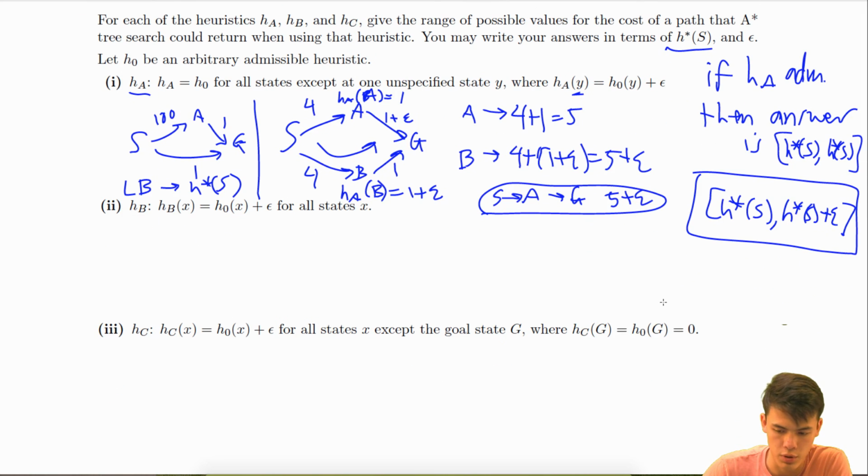All right, let's move on to part 2. So HB of X is going to be H0 of X plus epsilon for all states X. So we're uniformly just adding the same small positive value to the heuristic value H0 at every single state. So let's think about what this is going to do.